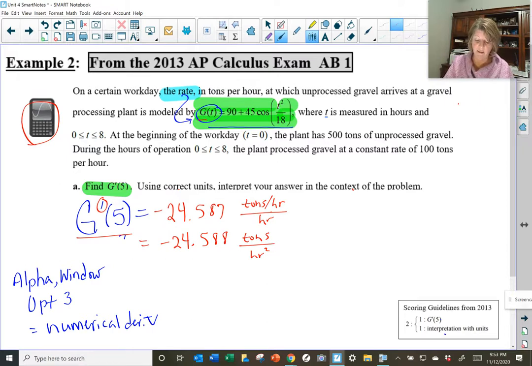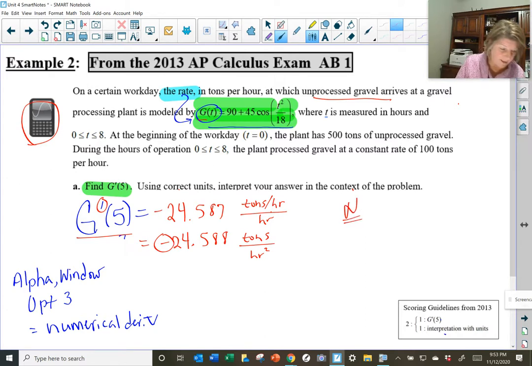Now, in context to the problem, what does it mean? Well, this was unprocessed gravel arriving at the plant, right? And it is negative. So that tells me that it's decreasing, a decreasing rate at that time. So let's go back to our noun and numbers idea. Let's talk about the noun and the numbers.